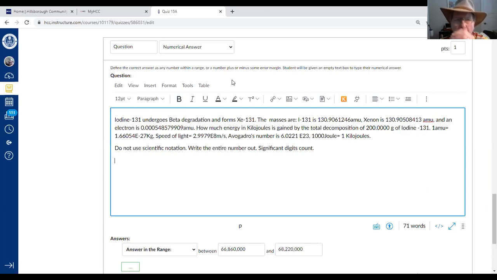Anybody have any other questions, guys? Yeah, I do. You're going to give us all the values, like cell potentials? Yes, Manuel, I will give you all those in the problem. You don't have to look them up or have a table. I will put them right in the problem for you. Any other questions, ladies and gentlemen?